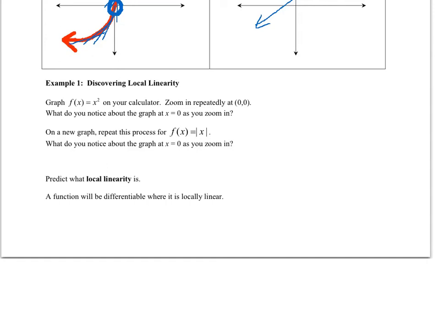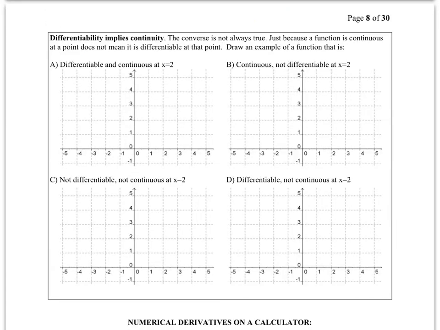This is what we're going to start class off with tomorrow, so you've got to have something written down for this. So a function will be differentiable where it is locally linear. In order for a function to be differentiable, it also has to be continuous. However, the converse of that isn't always true. If a function is continuous at a point, it doesn't mean it's differentiable at that point.